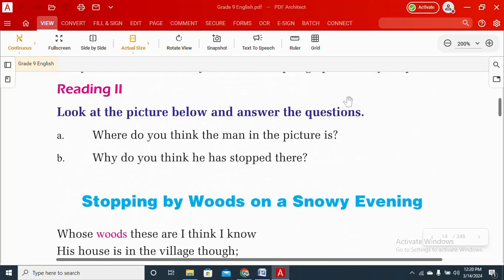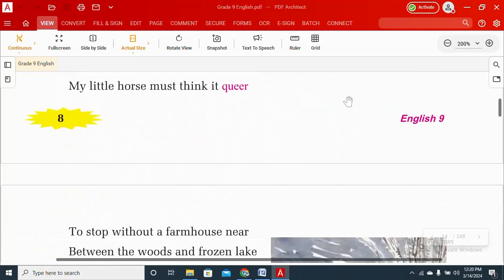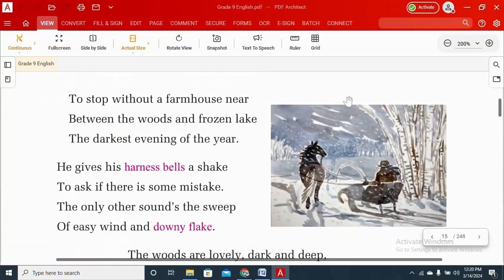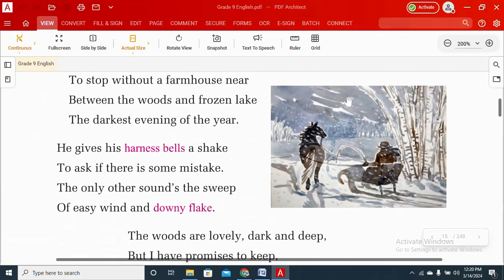So before starting the text, let's have the discussion with these two questions we have here before the text. Look at the picture below and answer the questions. Let's have a look at this picture.